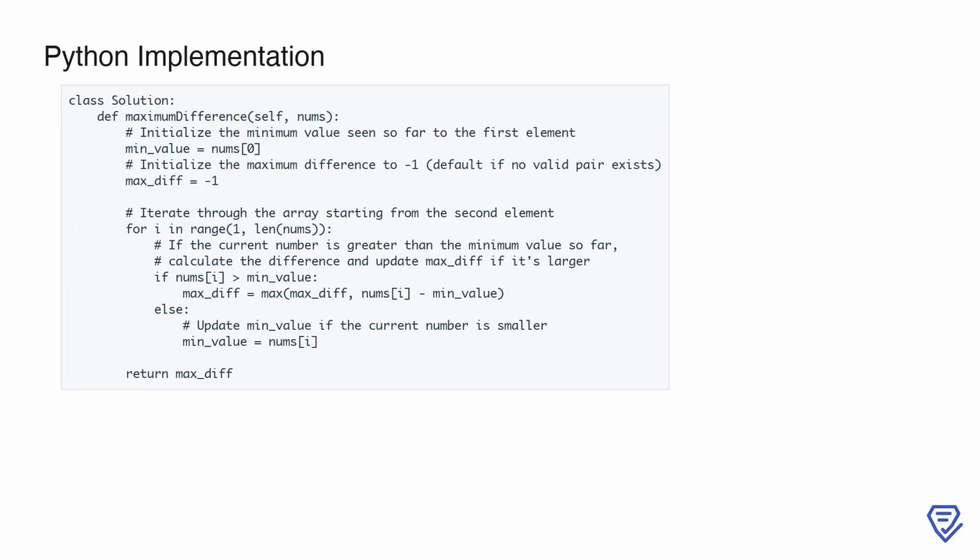3. Return the result. After completing the loop, max_diff contains the maximum difference found, or -1 if no valid increasing pair was found.